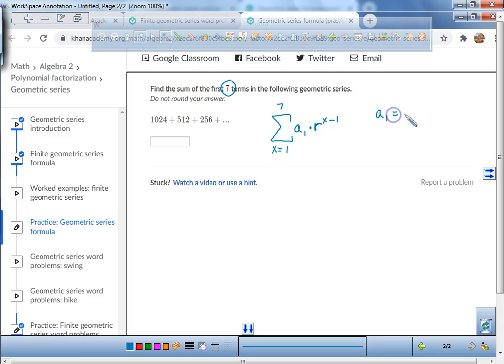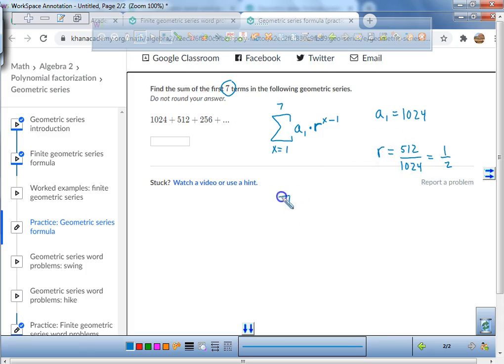Now our first term is 1,024. And if you're trying to figure out the r, the common ratio, you take this term and you divide it by this term. So if I take 512 and divide it by 1,024, that's going to be a half. So our common ratio is going to be a half.